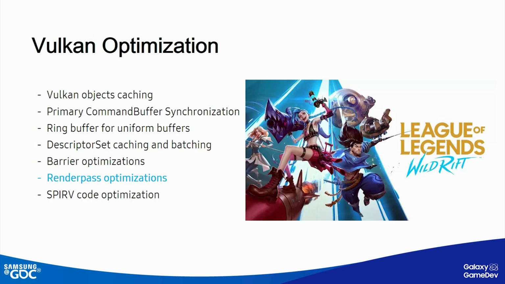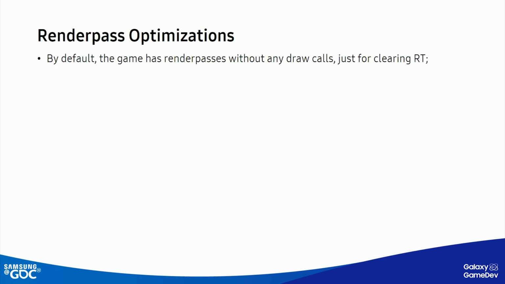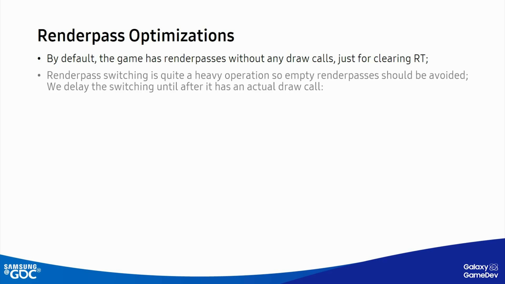Now, let's take a look at what we did for explicit render passes in the game. The most important render pass optimization is the removal of empty render passes. An empty render pass is a render pass without any draw calls. This usually happens when the engine triggers any clear commands. Render pass switching is quite a heavy operation, so we are better off removing all of the empty render passes.